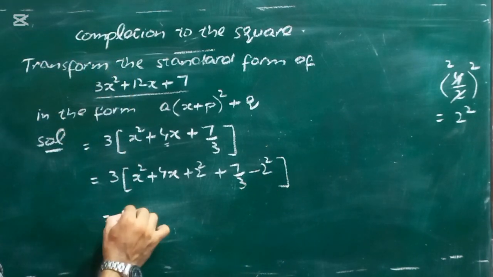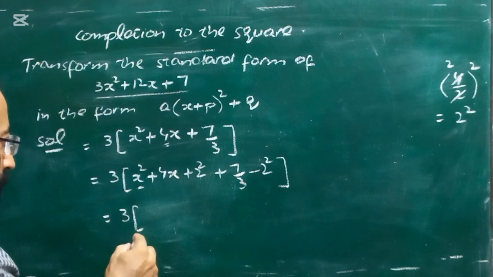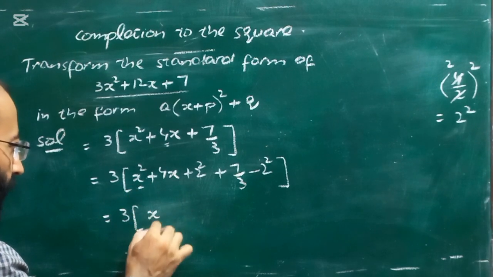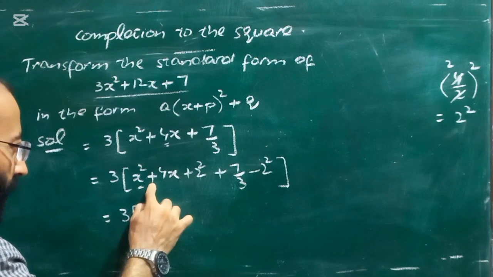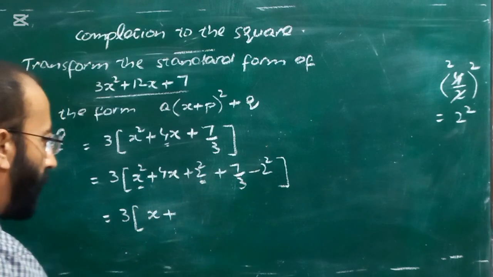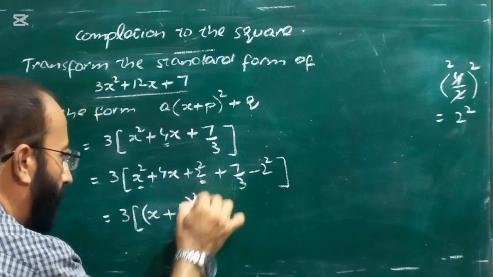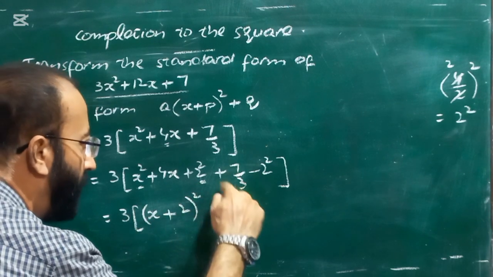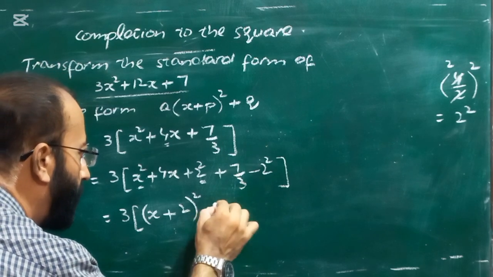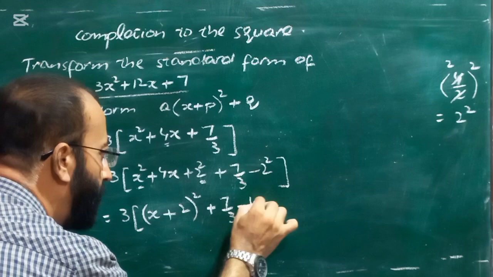So at this step 3 will remain as it is. Now think what this factor is square of. So this is of x. Take the sign of the next term, that is plus. Think what this factor is square of. So this is square of 2. This is whole square now. Now we will solve the remaining factor, that plus 7 by 3 will remain as it is and minus 4.